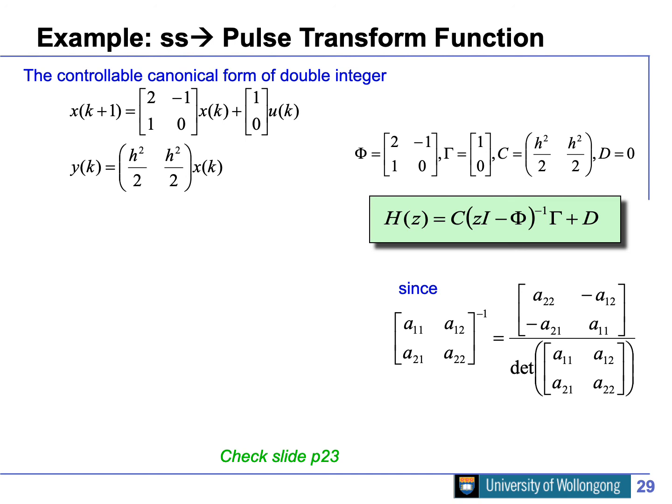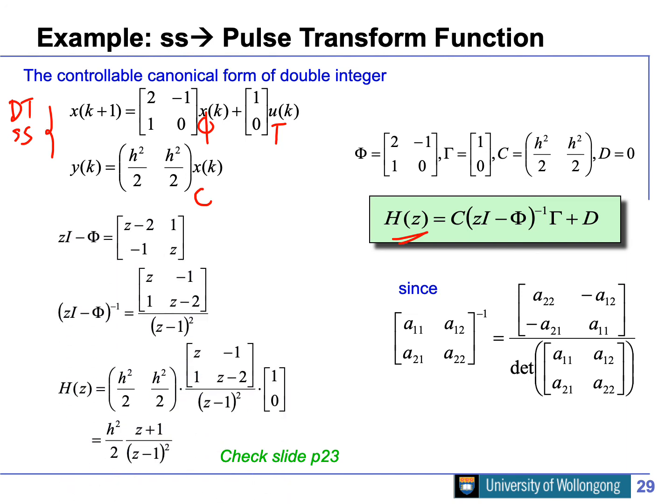So here is another example to calculate the transfer function. Say we already have the discrete time state space representation. For the transfer function, we're just trying to calculate this thing, right? I just multiply this thing together. So from here, this is phi, gamma, this is C. Pretty much we just plug this in. We calculate (zI minus phi), then we do the inverse.